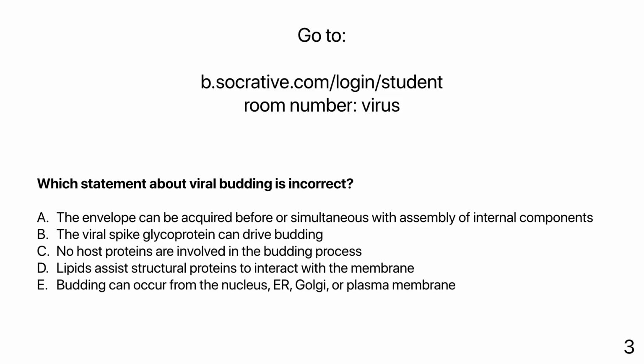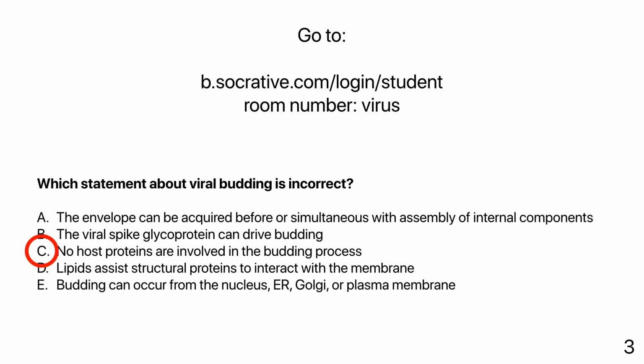What statement about viral budding is incorrect? The envelope can be acquired before or simultaneous with assembly of internal components. The spike glycoprotein can drive budding. No host proteins are involved in the budding process. Lipids assist structural proteins to interact with the membrane, and the viral membrane can be acquired from the nucleus, Golgi, or plasma membrane. The answer is C.